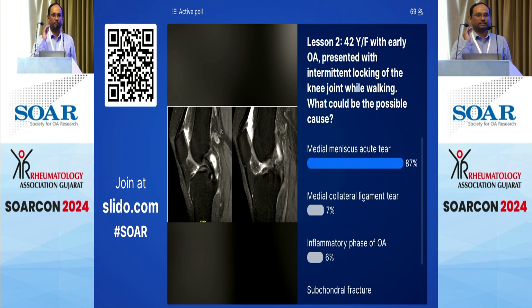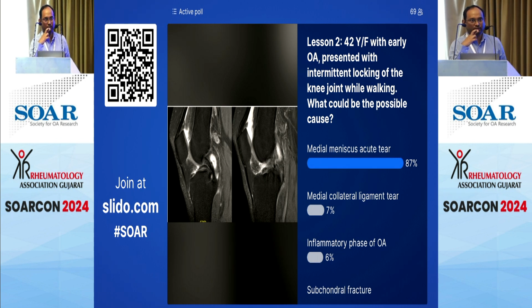Whenever we see a bucket handle tear of the medial meniscus, we should always try to see the anterior cruciate ligament, because generally a medial meniscus bucket handle tear is not a solitary or independent finding. It is most of the time associated with an anterior cruciate ligament tear. So here we should have seen a similar continuous structure as we see the posterior cruciate ligament with the anterior cruciate ligament, which we are not seeing. So there is a complete tear of the anterior cruciate ligament along with the bucket handle tear of the medial meniscus.